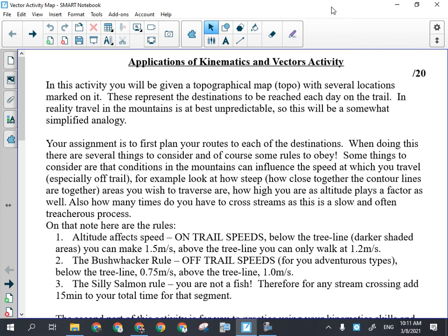Okay, so for today and tomorrow, we're going to be working on this little applications of kinematics and vectors activity involving some maps. This is something you're going to do with a group, so you're going to have to be masked up while you're working with your group members. I have made copies of everything for everyone in the group, so there should be no sharing of papers or fingering up of other people's stuff. We need to keep this as separate as possible, so we can avoid spreading anything.